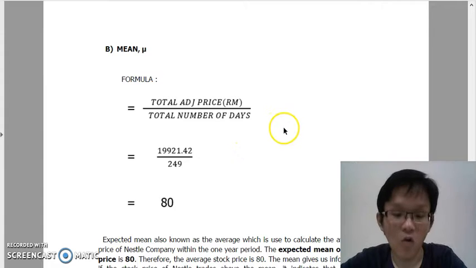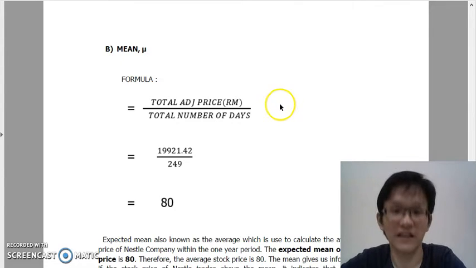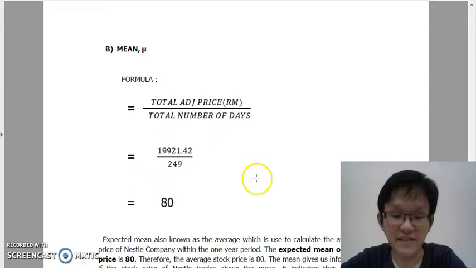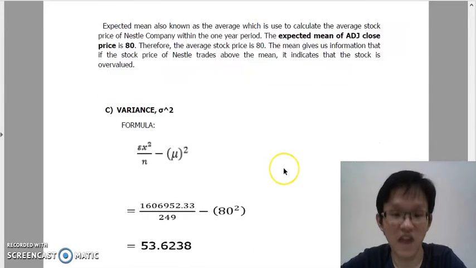Second to that, we have also used the mean to solve for the calculation, which means total adjacent price divided by the total number of days, and the final value we get equals 80. The answer indicates that the stock is overvalued.